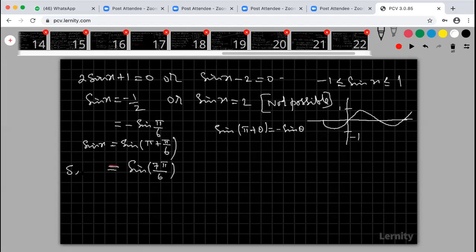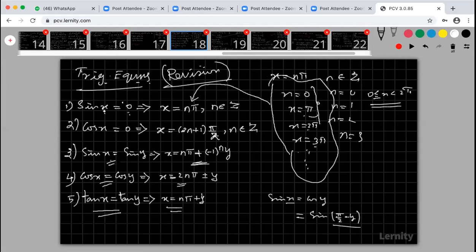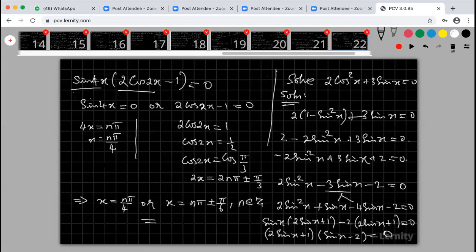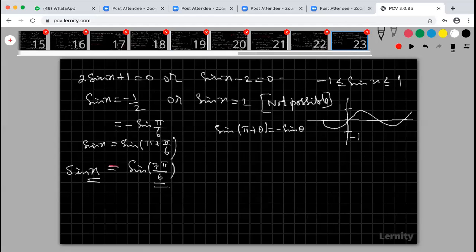So on this side is sin x. Now this is for x, this is for y. So come to this: sin x is equal to sin y. What is the general solution? If sin x equal to sin y, then my general solution is x is equal to n pi plus minus 1 the whole power n into y. What is my y? 7 pi by 6 is my y. What is n? n is any integer. So therefore, this is the solution: my x is equal to n pi plus minus 1 the whole power n, 7 pi by 6 is my general solution.